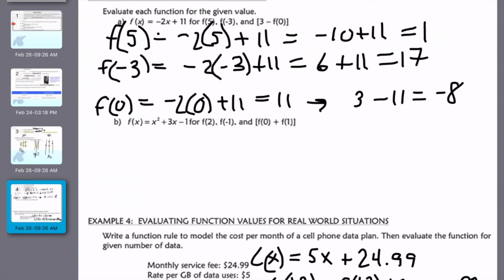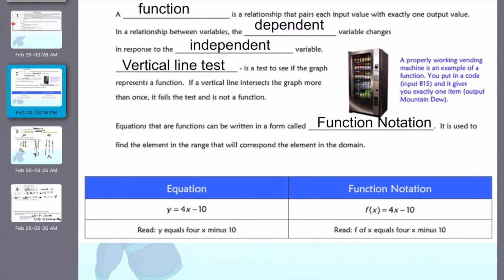And those are all of the questions that I have. So I'm going to go back to our vocabulary here. Main thing about functions is that every single input has exactly one output, and we could do the vertical line test as well to determine whether or not a graph is a function.